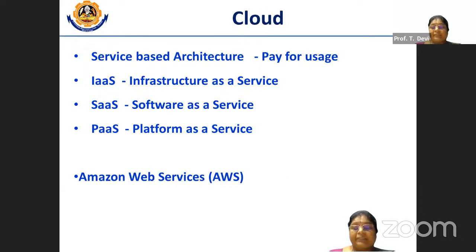Cloud computing, it is service-based architecture, pay for usage: infrastructure as a service, software as a service, platform as a service. So infrastructure, you can provide hardware, firewall, and say servers as a service. Software, say ERP packages, any software that is developed, it can be given for rental basis. That is software as a service. Platform, the operating system will be provided as a service. Amazon Web Services provide cloud computing.